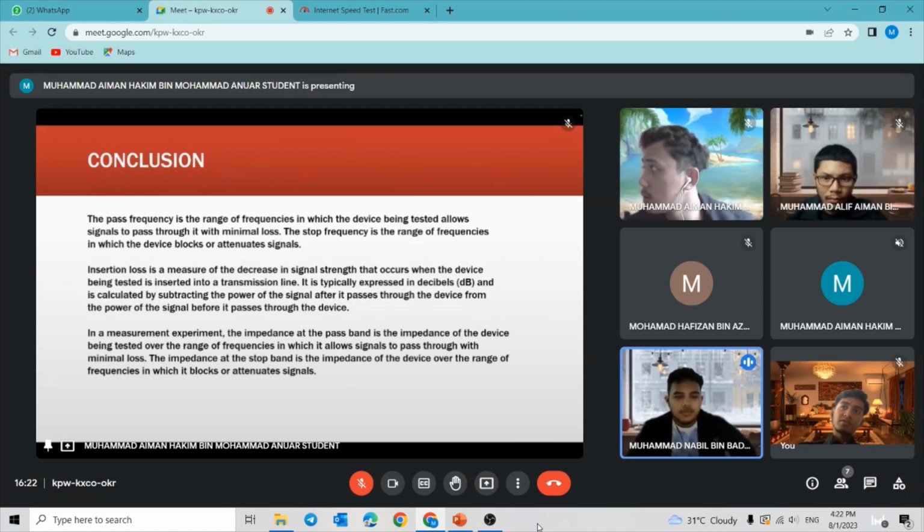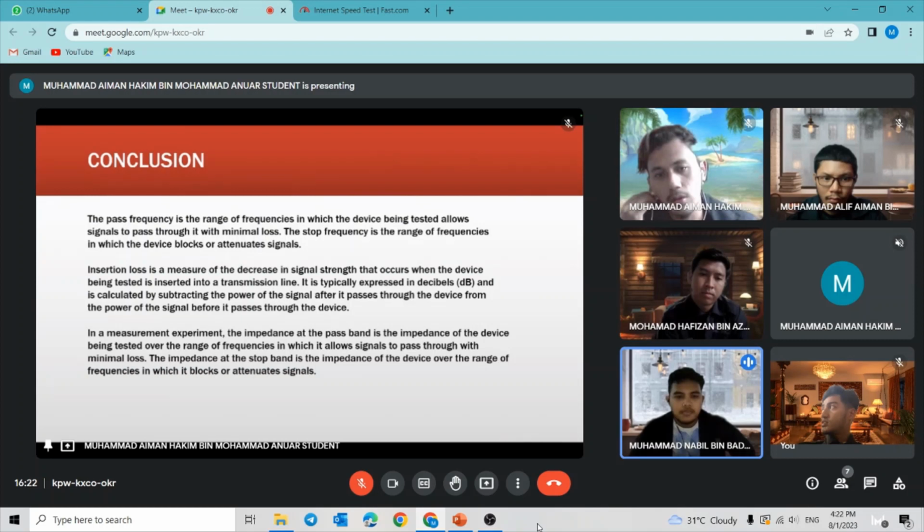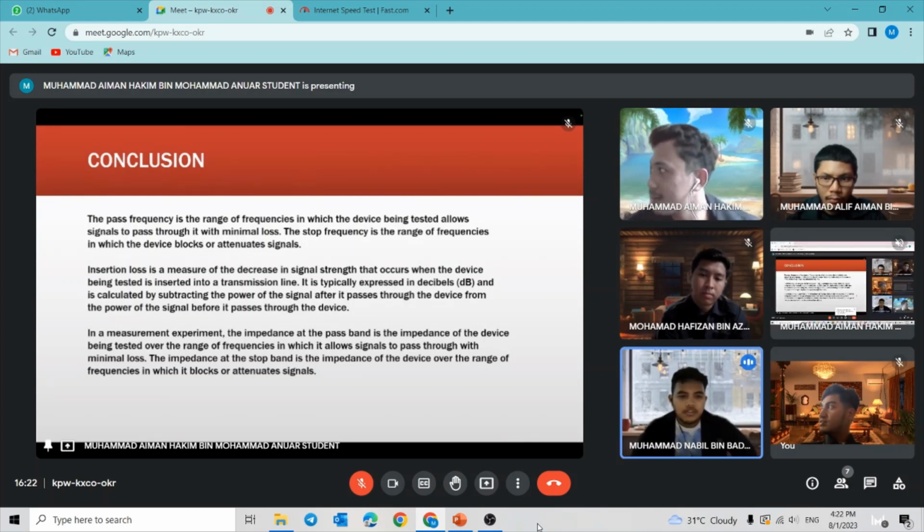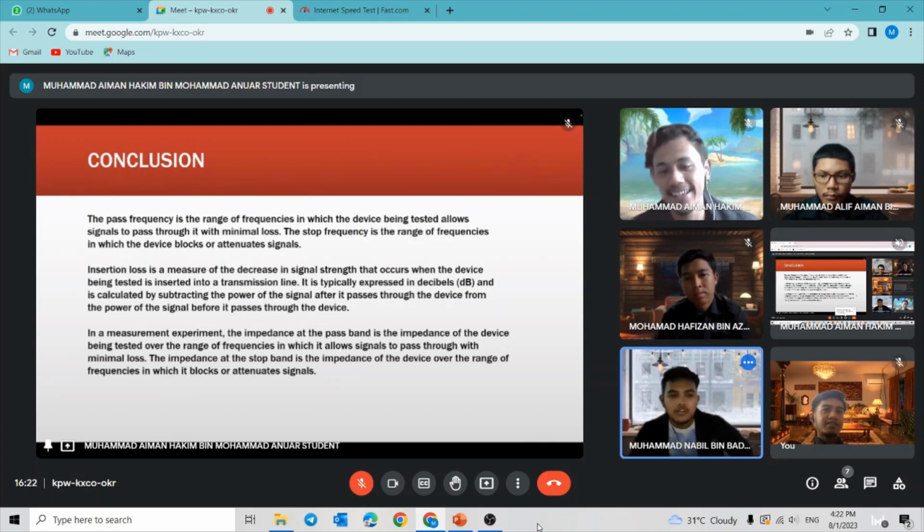In a measurement experiment, the impedance at the first bandpass is the impedance of the device being tested over the range of frequencies in which it allows signals to pass through with minimal loss. The impedance at the stop band is the impedance of the device over the range of frequencies in which it blocks or attenuates signals.